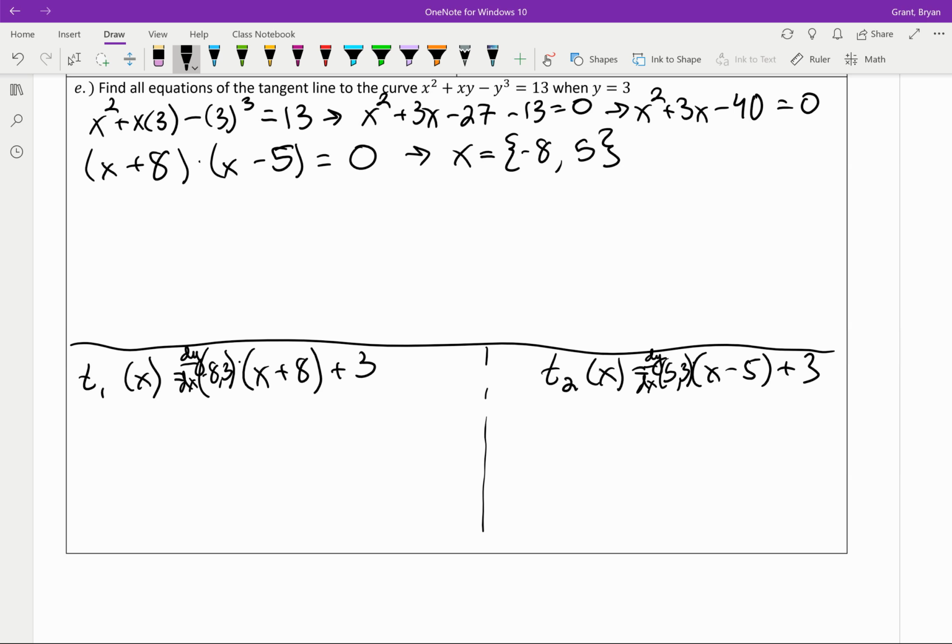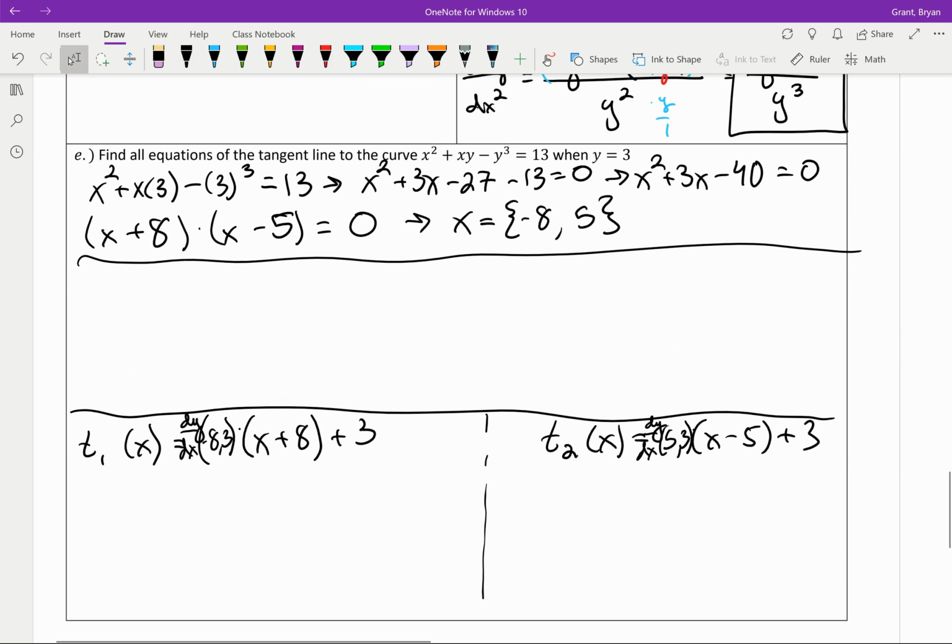Okay, well, in order to do that, then I think we probably need dy/dx. So let's go ahead and do that in the middle. To find our dy/dx, our equation of the derivative, we will probably want to take the derivative first. So we need to do d/dx of x squared plus xy minus y cubed equals 13.